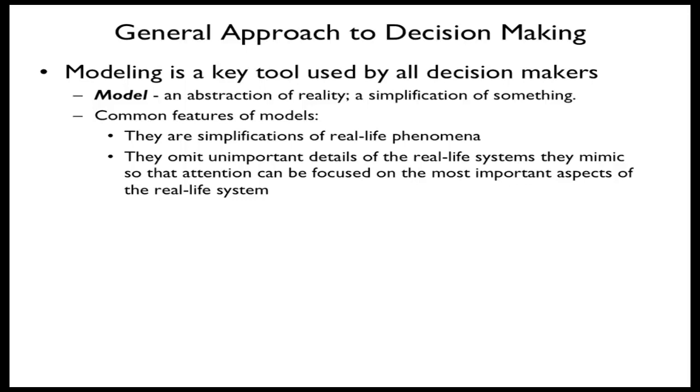You could have a computer model where you actually analyze things with a computer. So the features of models: they're simplifications of real life. They omit unimportant details, and they mimic so that the attention can be focused on the most important aspects of the real life system. So that's conceptually what a model is.